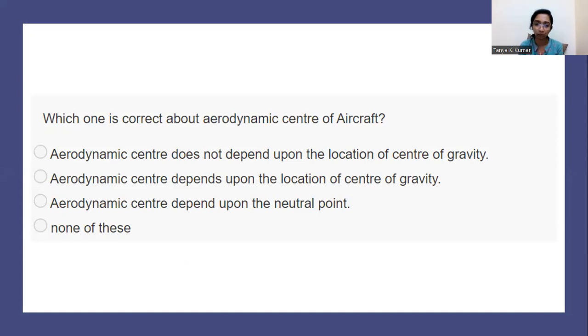As we have seen from the first week, the aerodynamic center is the point on the cross section of an airfoil about which the pitching moment coefficient is constant, so constant with angle of attack. That is how the aerodynamic center is decided. It does not depend on the location of center of gravity or the neutral point or any other characteristic. It is defined as the point about which the pitching moment does not change with angle of attack. And just to note here, the neutral point is like the aerodynamic center, but for the entire aircraft. So that is how the analysis is done for the entire aircraft, and the aerodynamic center for an airfoil. So the correct answer would be the first one: aerodynamic center does not depend on the location of center of gravity.